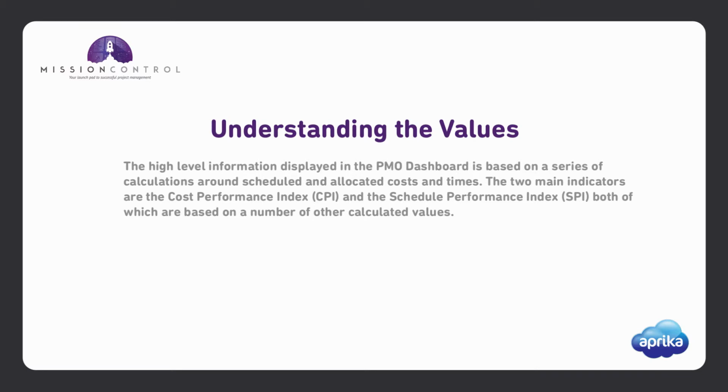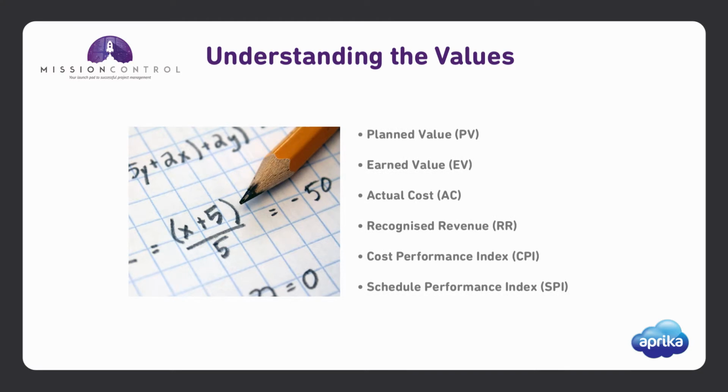The two main values displayed on the PMO dashboard are the Cost Performance Index (CPI) and Schedule Performance Index (SPI), which show you how your projects are performing against your budgeted cost and scheduled timeframes. These figures are calculated using a number of other calculations, which we will also take a look at here. These are the planned value (PV), earned value (EV), actual cost (AC), and recognised revenue (RR).